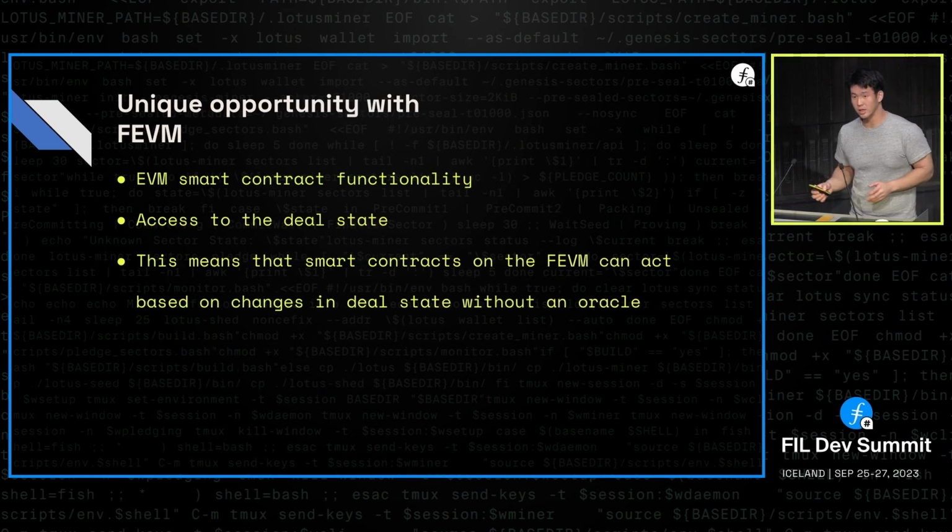So a bit of the rationale here is that, as we all know, FEVM launched about 3 months ago. It was a pretty big launch. It offers EVM smart contract functionality, so you can write Solidity smart contracts on it. But the unique thing about FEVM that is different from other EVMs on other blockchains is that you have access to the deal storage market. So you can actually write business logic or transaction logic that triggers or accesses information from on-chain, like deal state. Which is why we wrote this bounty contract.